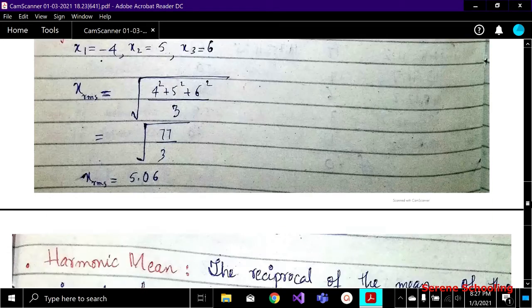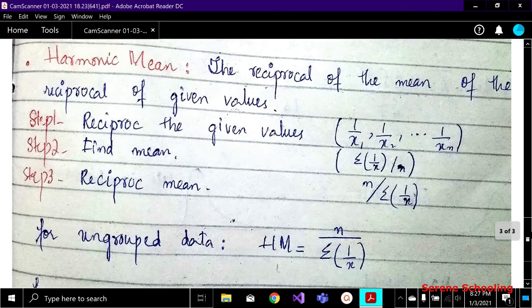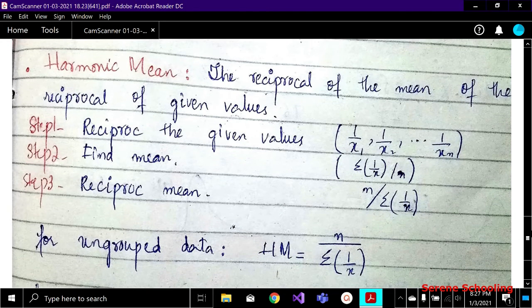And lastly, we have the harmonic mean. If you have seen the lecture for the arithmetic mean, this one is very simple. Same strategy as the arithmetic mean, but one difference you have to remember is that the harmonic mean is the reciprocal of the mean of the reciprocal of given values. Quite confusing, right? So see the steps, these are very easy. First of all, you have to take the reciprocal of the given value.